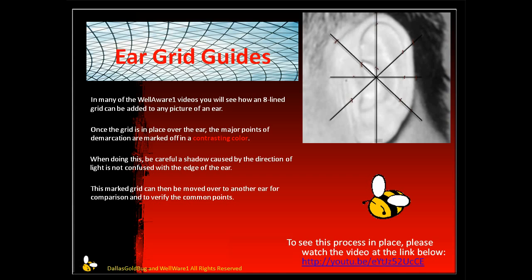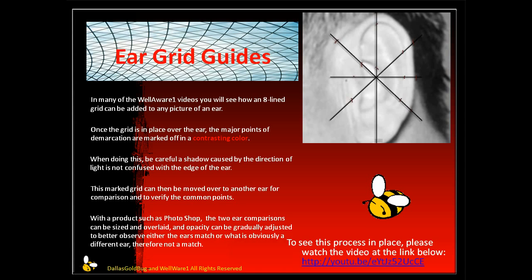This marked grid can then be moved over to another ear for comparison and to verify the common points. With a product, such as Photoshop, the two ear comparisons can be sized and overlaid, and opacity can be gradually adjusted to better observe either the ear match or what is obviously a different ear, therefore not a match. To see this process in place, please watch the video at the link below.